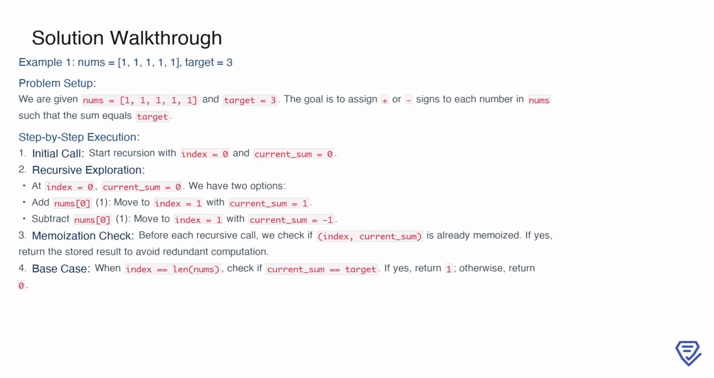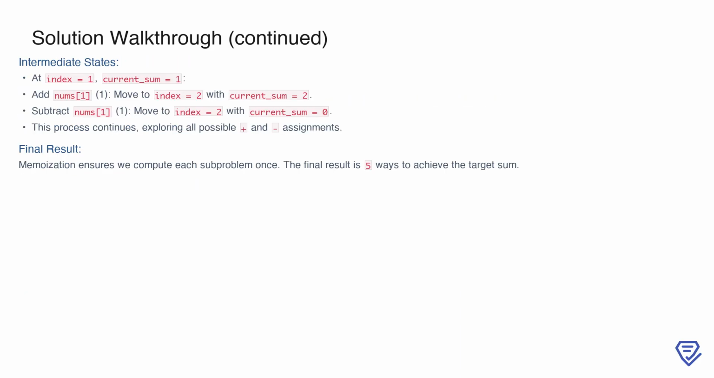Additionally, we use memoization to store results for each combination of index and current sum. This avoids redundant computations by reusing previously calculated results. Finally, when we reach the base case where the index equals the length of nums, we check if the current sum matches the target. If it does, we count this as one valid way, otherwise, we return 0 for this path. At the next step, let's consider index 1 with a current sum of 1. Again, we have two options, adding nums 1, which is 1, to move to index 2 with a sum of 2, or subtracting nums 1, to move to index 2 with a sum of 0.